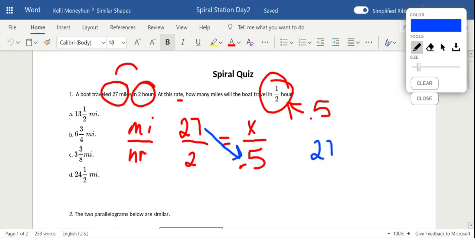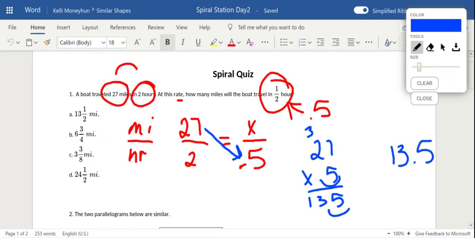So 27 times 0.5. 7 times 5 is 35. 5 times 2 is 10, plus 3 is 13. I have one decimal spot, so I move it once. My answer is 13.5. Okay, now that I've done that, I'm going to divide by 2. That's my number left over. Divide by 2. 2 goes into 13 6 times.